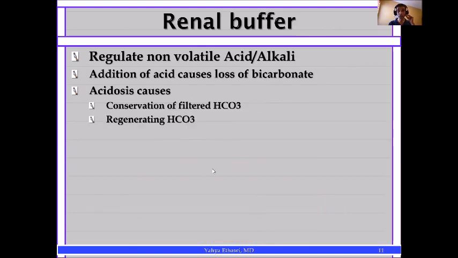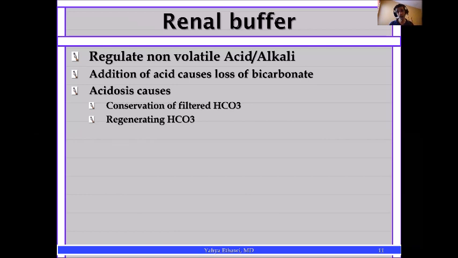The renal buffer, on the other hand, regulates any non-volatile acid and alkali, which is non-CO2, non-bicarb. And it does that by adding acids or losing bicarb. For example, in premature babies, you have immature kidney and they start to lose their bicarb and they can get acidosis. And that's the only indication in prematurity to give sodium bicarb. So part of this renal buffer system is not mature in newborn babies. So the kidney adds acid like citrate or removes bicarb to control the pH.